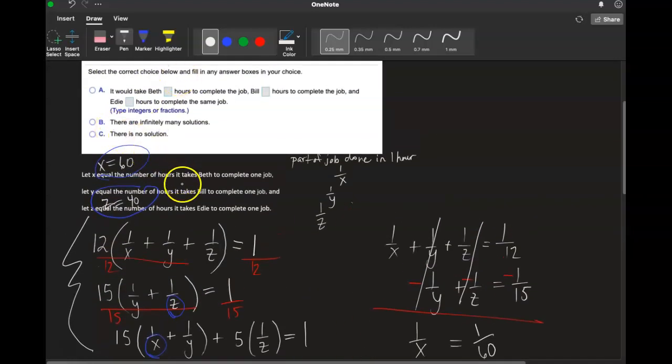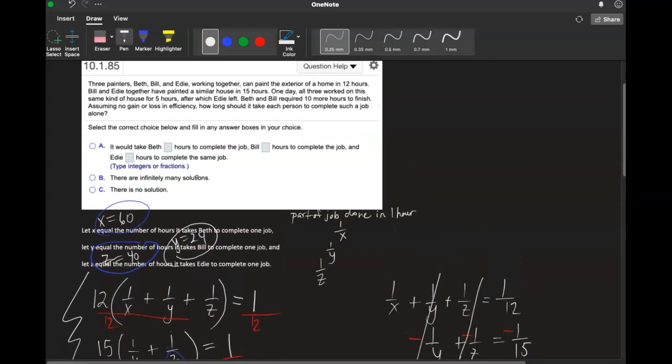And I can come up here and make a note of that to finish answering my problem. So overall, it would take Beth 60 hours to complete the job on her own. It would take Bill 24 hours to complete one job, and it would take Eddie 40 hours to complete that same job.